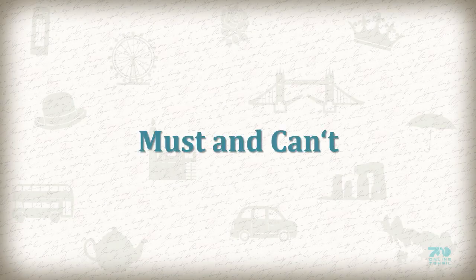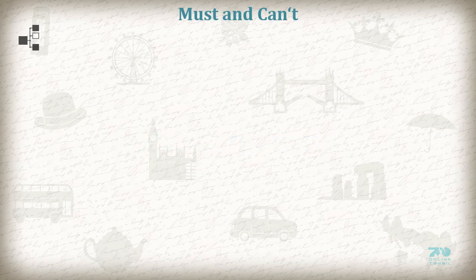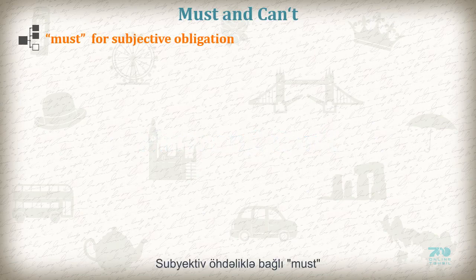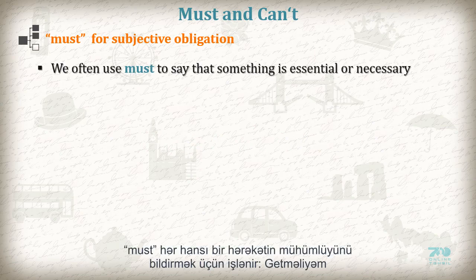Must and can't. Must for subjective obligation. We often use must to say that something is essential or necessary. For example, I must go.